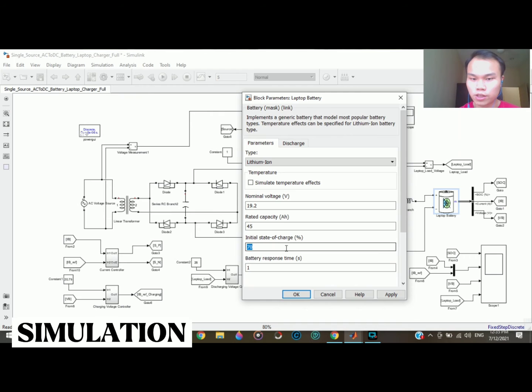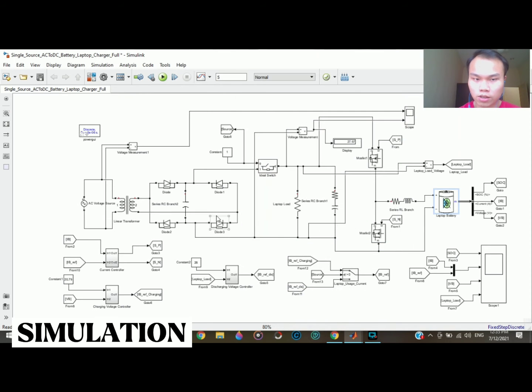And for my initial state of charge, I'm using 70. For my AC to DC, I'm using 4 diodes, which is a full wave rectifier with capacitor filtering. The purpose of using this capacitor filtering is to smooth the oscillating waveform from the AC to DC converter.